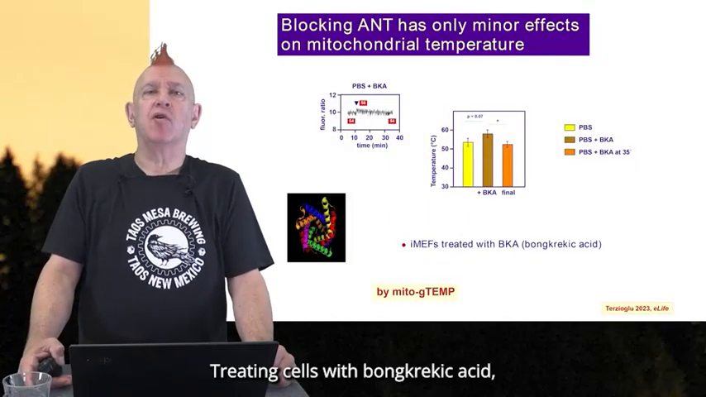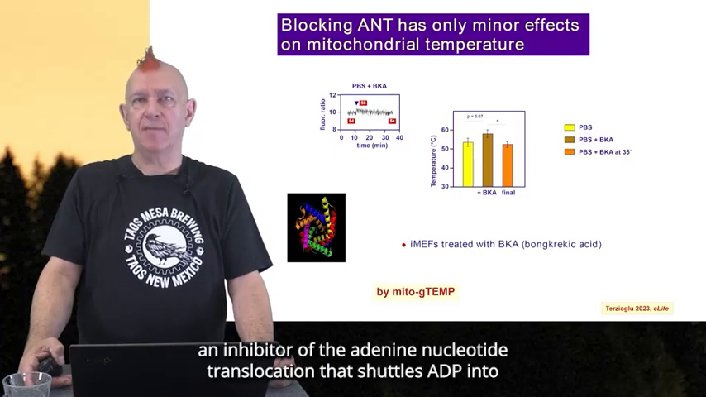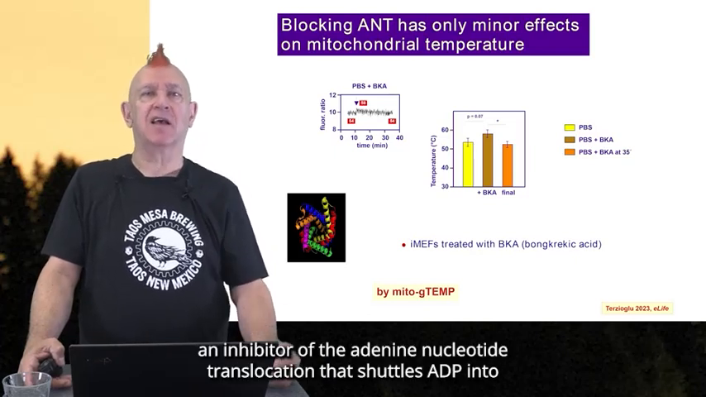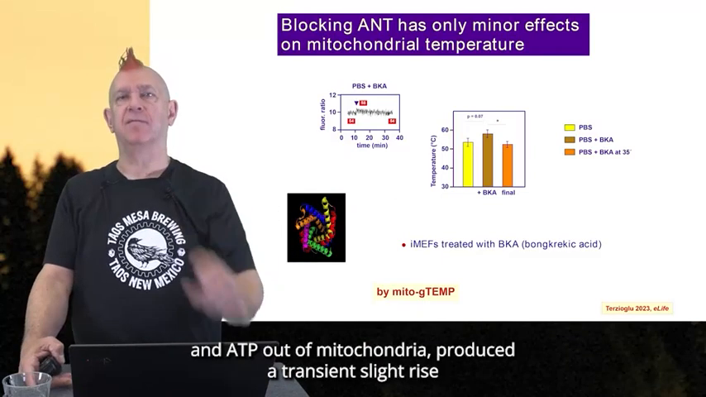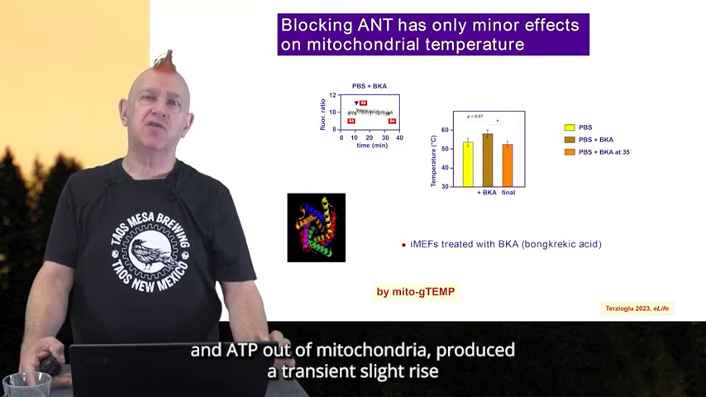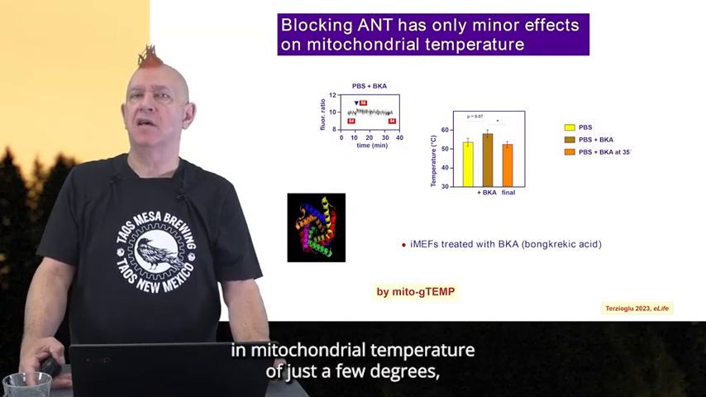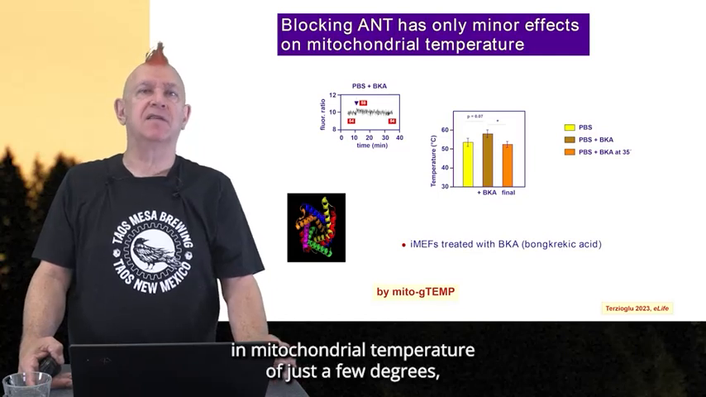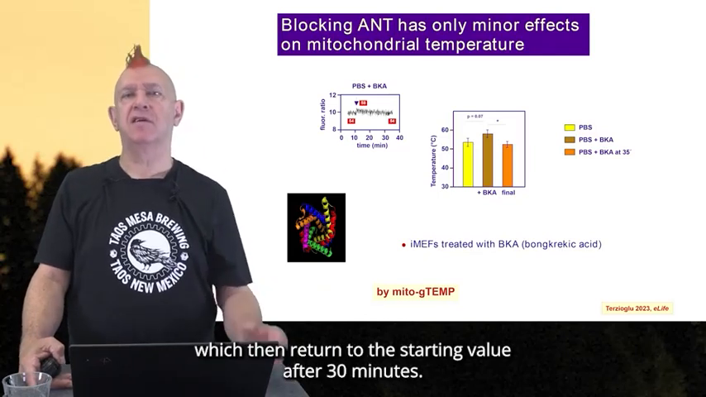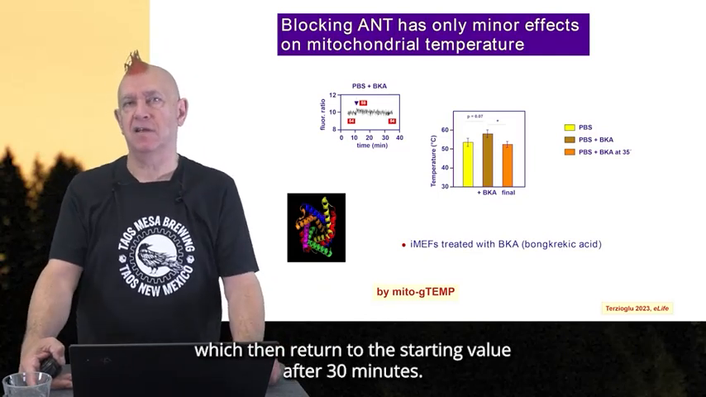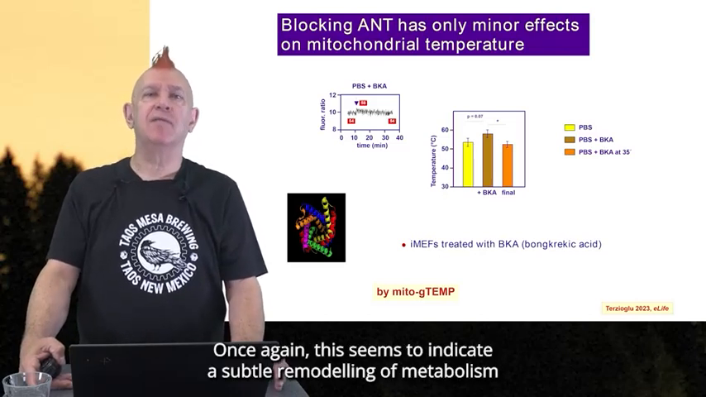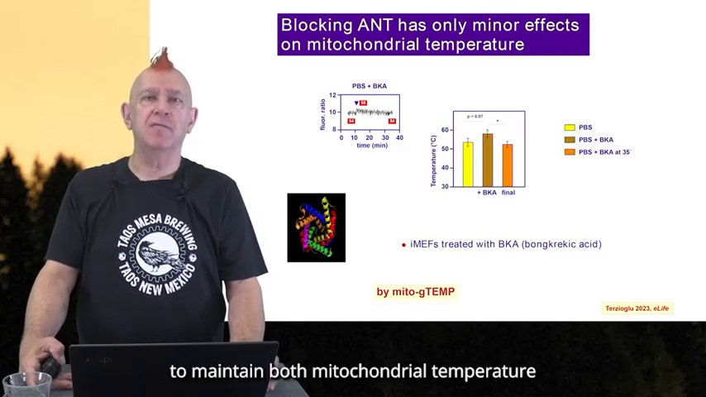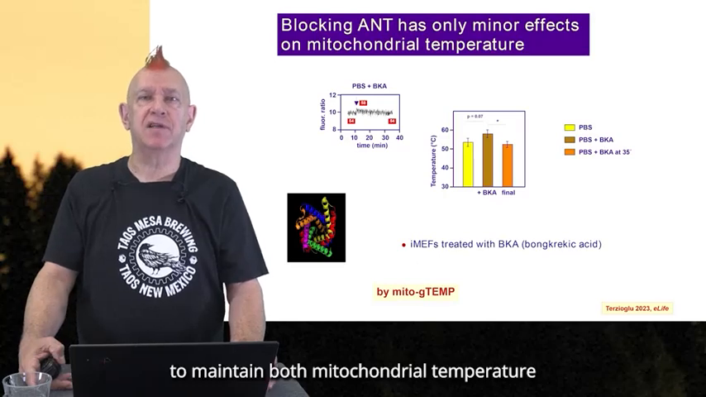Treating cells with bongkrekic acid, an inhibitor of the adenine nucleotide translocase that shuttles ADP into and ATP out of mitochondria, produced a transient slight rise in mitochondrial temperature of just a few degrees, which then returned to the starting value after 30 minutes. Once again, this seems to indicate a subtle remodeling of metabolism to maintain both mitochondrial temperature and metabolic homeostasis.